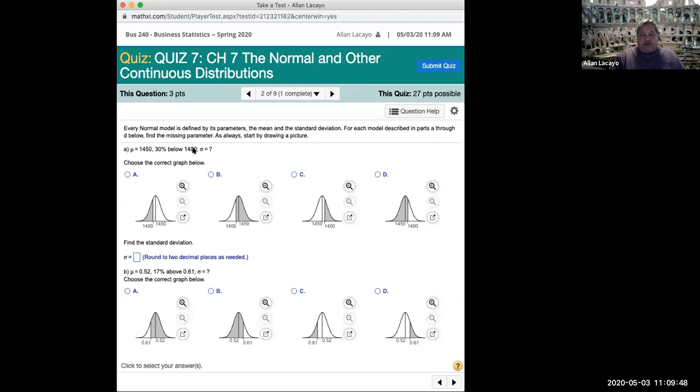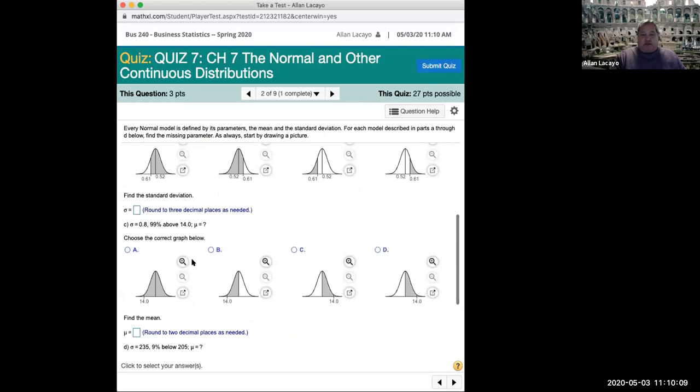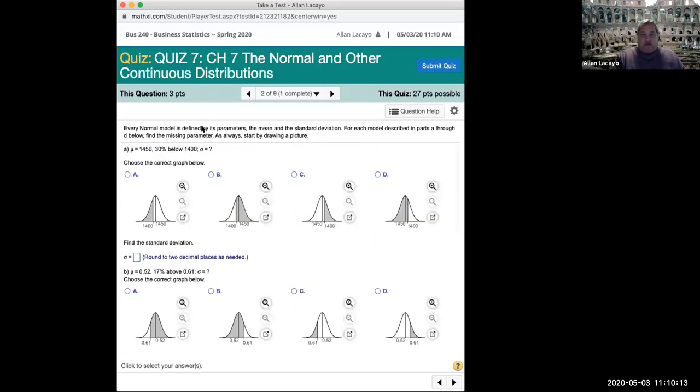So some things are given to you in each problem. And then there's some unknowns. And usually the unknowns are the standard deviation. That's what they mean by find the missing parameter. So in part A and B, the missing parameter is the standard deviation of the model. And in part C and D, the missing parameter is the mean. Okay.